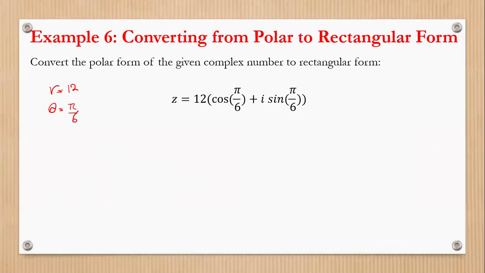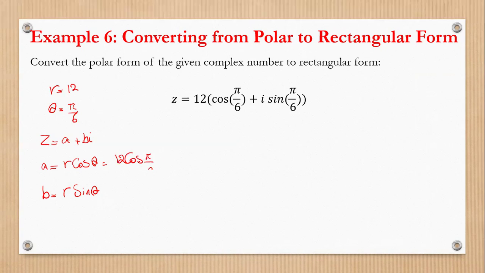But if I want to write the number in rectangular form or in the complex plane, I need A plus BI. That means I need to find A and B. So what formula can we use? We know A is like an X, which is always equal to R cosine theta. B is like the Y, which is always R times sine theta. Now we can replace numbers for R and theta. R is 12, theta is pi over 6.